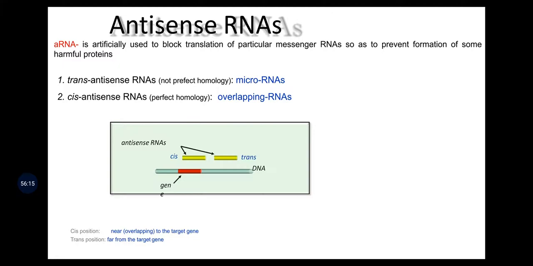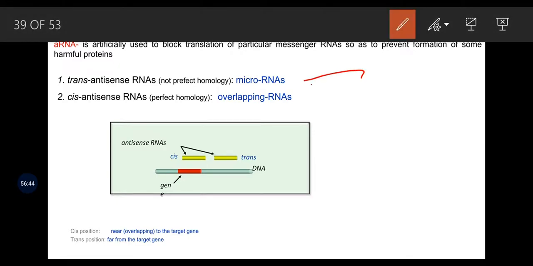Coming to antisense RNA or aRNA. This is artificially used to block translation of particular mRNA so as to prevent formation of some harmful proteins. This classification has trans antisense RNA, with not perfect homology, that is microRNA, and cis antisense RNA, having perfect homology, called overlapping RNA. This overlapping RNA can again be classified into siRNA and shRNA, at cis position, near or overlapping the target gene, and trans position, far from the target gene.